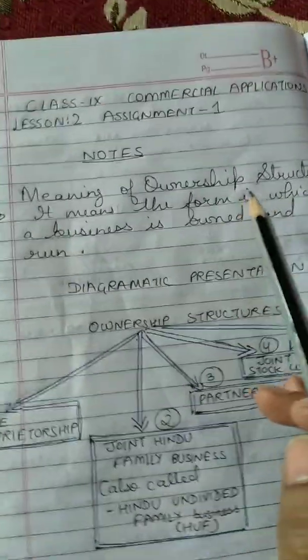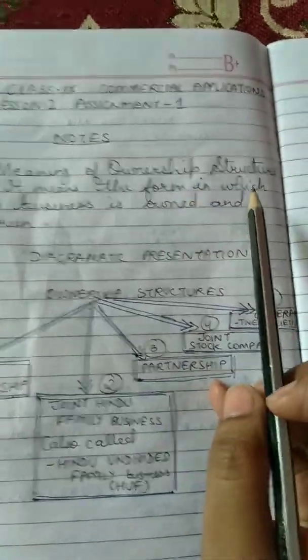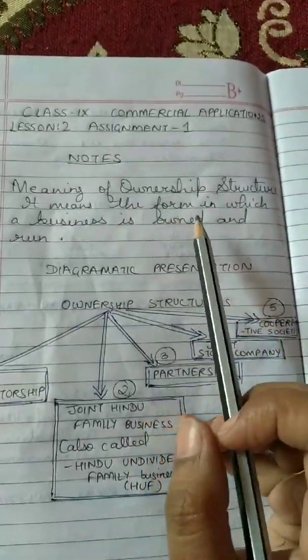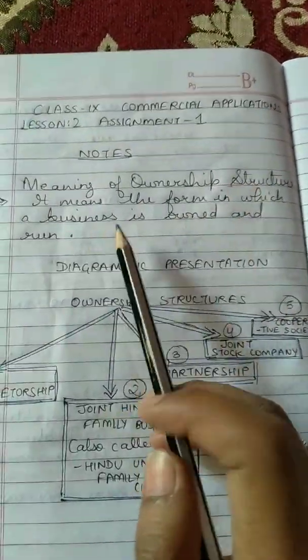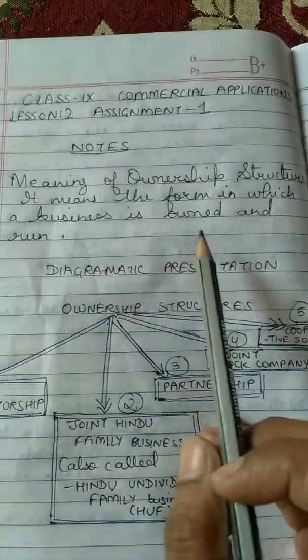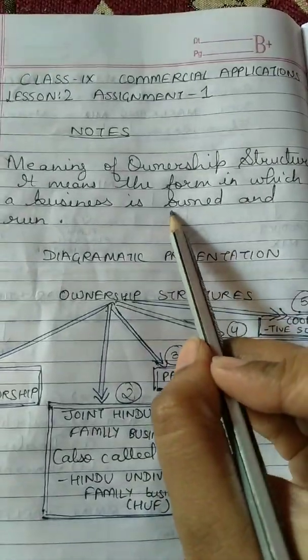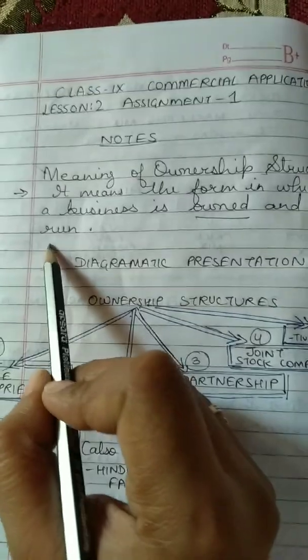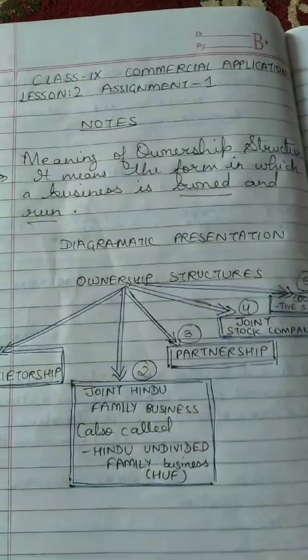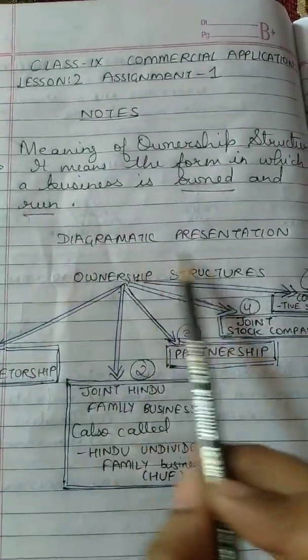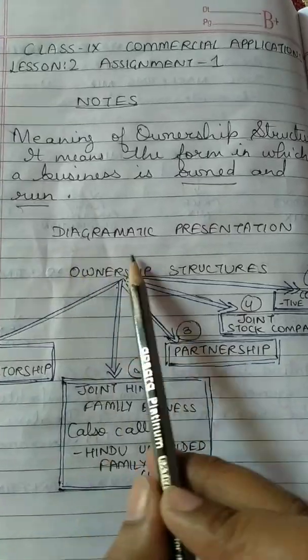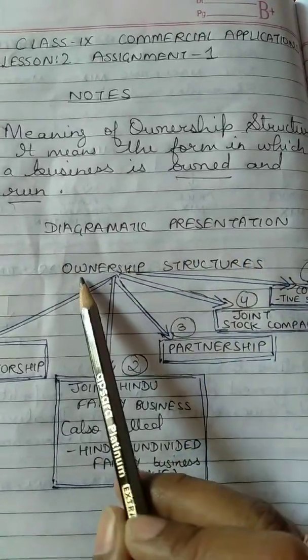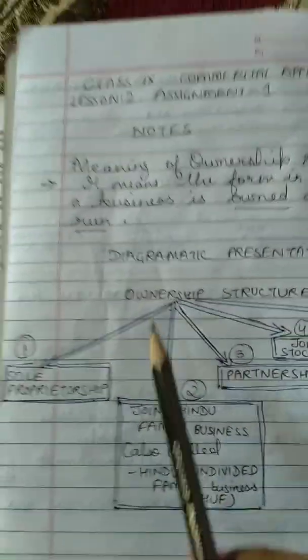First of all, I would like to tell you the meaning of ownership structure. It means the form or the way in which a business is owned and run. Means how you are owning a business and how you are running it. There are different ownership structures, or there are different ways to own a business and to run a business.